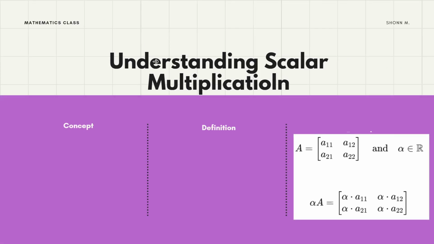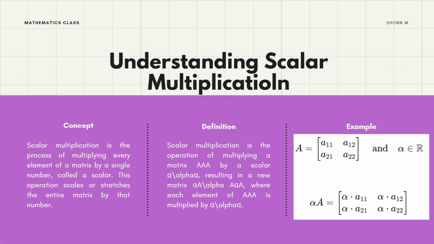Now, let's move on to scalar multiplication. So, understanding scalar multiplication. We have concept, definition, as well as example. So, for concept, scalar multiplication is the process of multiplying every element of a matrix by a single number called a scalar. This operation scales or stretches the entire matrix by that number.